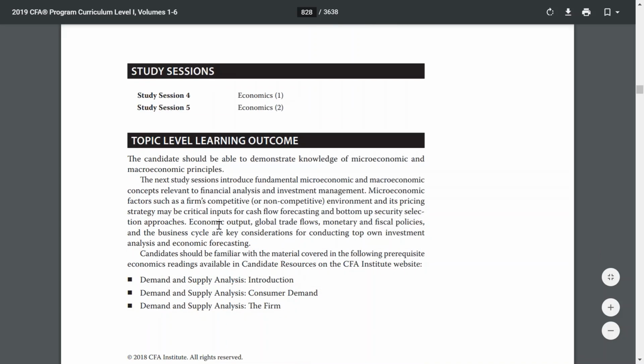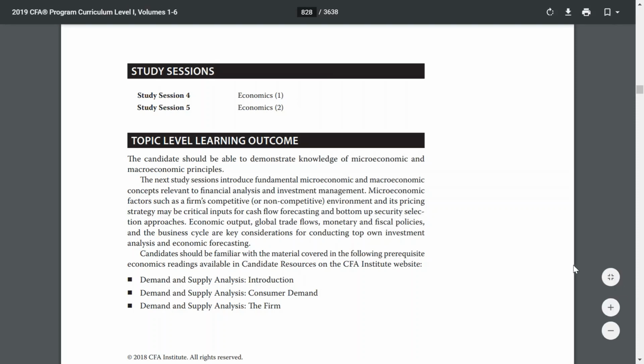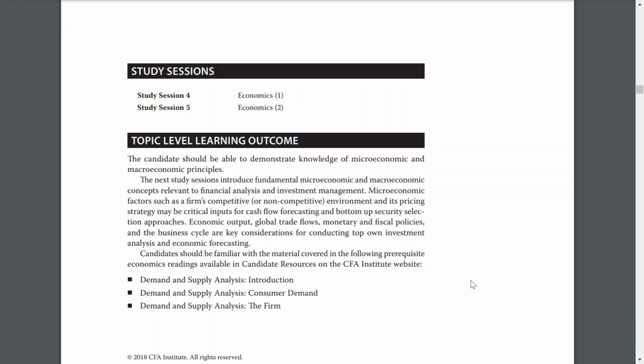The candidate should be able to demonstrate knowledge of microeconomics and macroeconomics principles. The next study session introduces fundamental microeconomics and macroeconomics concepts relevant to financial analysis and investment management. Microeconomic factors such as a firm's competitive or non-competitive environment and its pricing strategies may be critical inputs for cash flow forecasting and bottom-up security selection approaches.